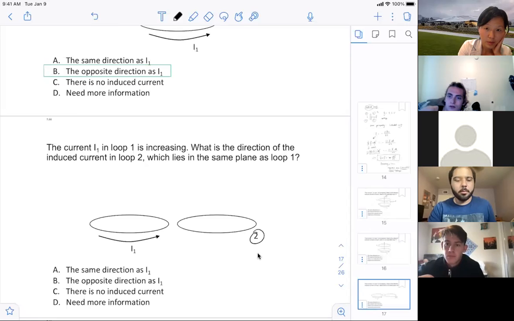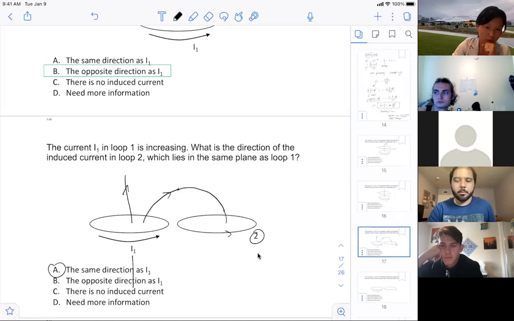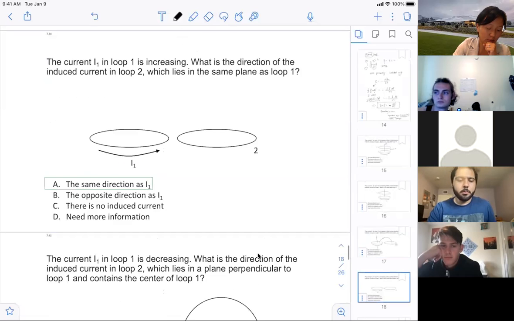Down. Overall downward. Yeah, very good. This is a current, and you will have your B sort of going like that. And you can see overall in the location where loop 2 is, B is going down, and downward is increasing. To oppose that change, you want to produce a B that is up. So you actually induce the same direction as your original current. So it really depends on the location of your loop as well. Very good. So A here would be the correct answer.